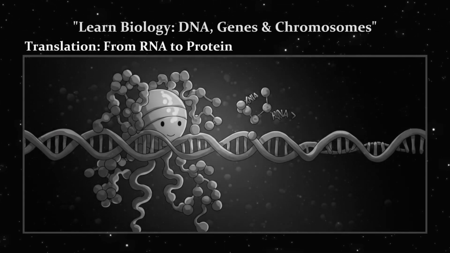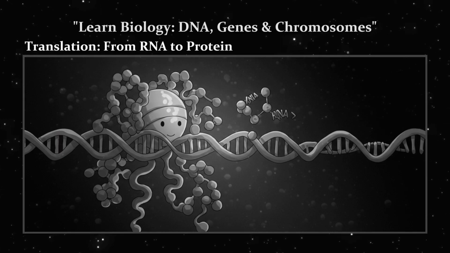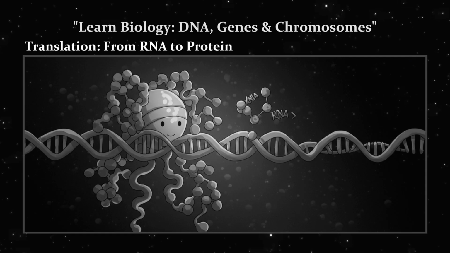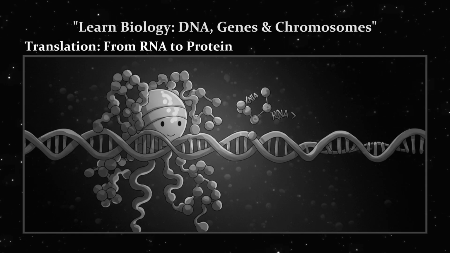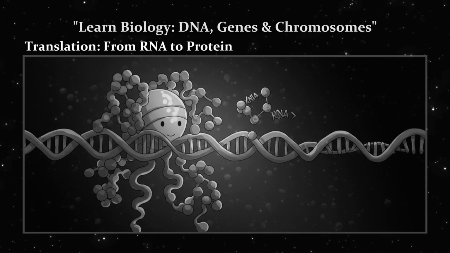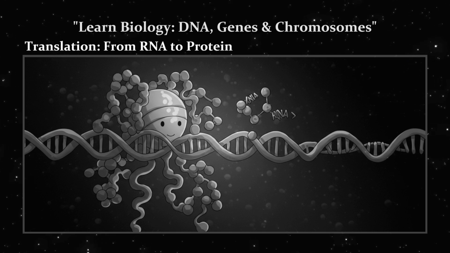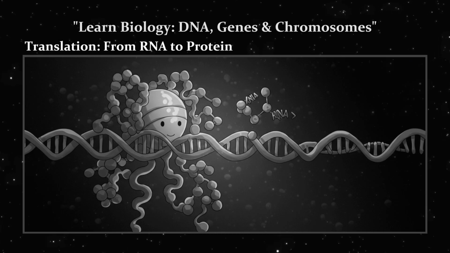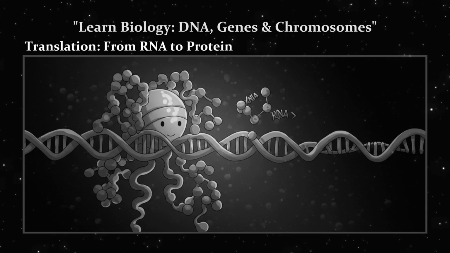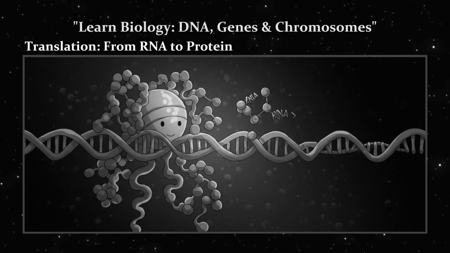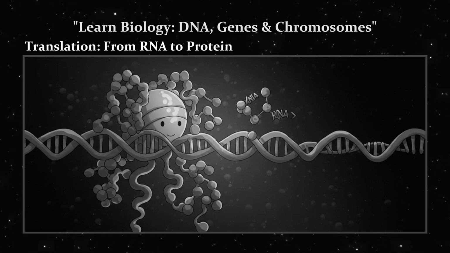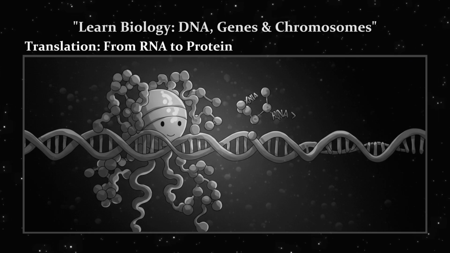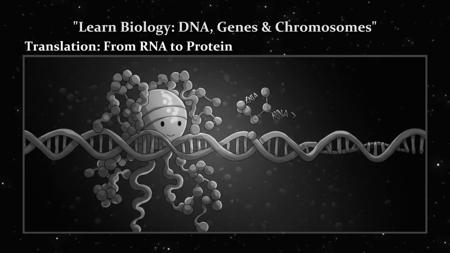Translation from RNA to protein. In our last lesson, we completed a great journey. We followed the creation of a mature messenger RNA, mRNA, molecule as it was transcribed from the DNA blueprint, meticulously processed, spliced, capped, and tailed. We left it as it passed through the nuclear pore, exiting the protected library of the nucleus and entering the bustling, active city of the cytoplasm.